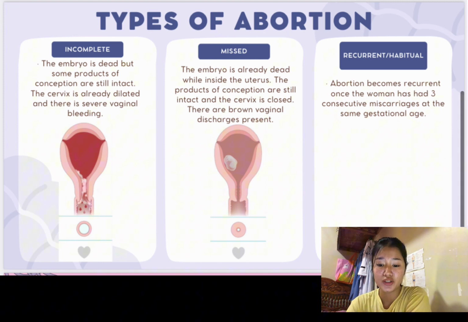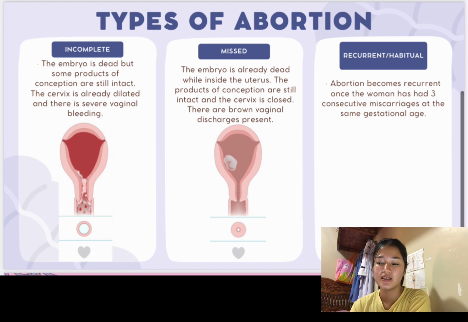Next is yung missed abortion. It is when the embryo is dead while inside the uterus. So, the products of conception are still intact and the cervix is closed. There are brown vaginal discharges present. So, minsan, there are times that si mother hindi aware na nagkaroon na siya ng abortion. So, eto yung missed abortion na sinasabi. Magtataka na lang sila, wala nang FHR. Yun pala, na-abort na without even bleeding. So, lalabas pa lang ng discharge after the abortion. When we say missed, nakaligtaan.